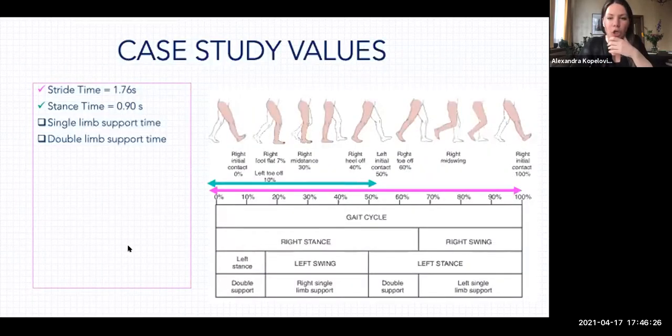Once again, back to our chart. Here, from 0 to 100 is the entire gait cycle. From 0 to 50, this is our stance time. So our patient doesn't go up until 60% of the gait cycle. Our patient only goes to 50% of the gait cycle.